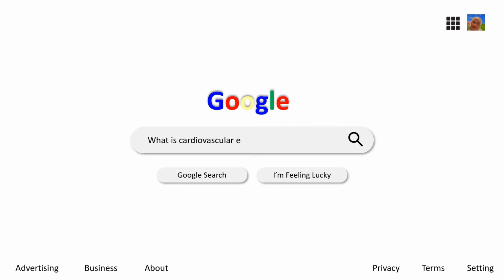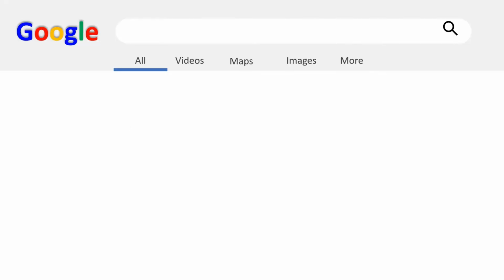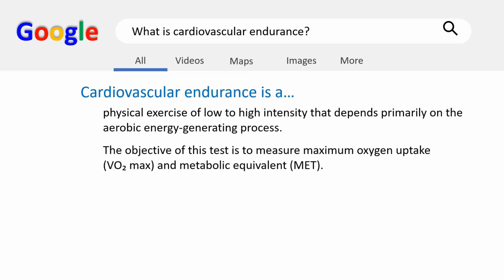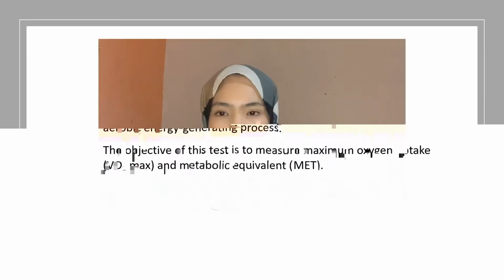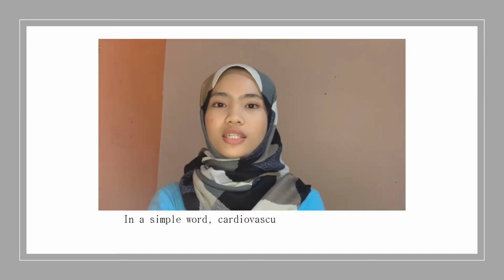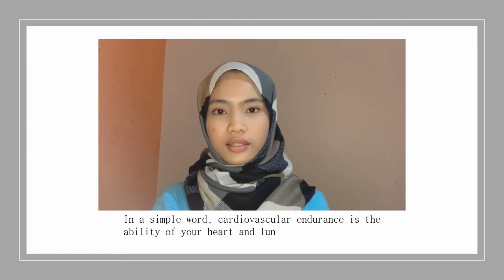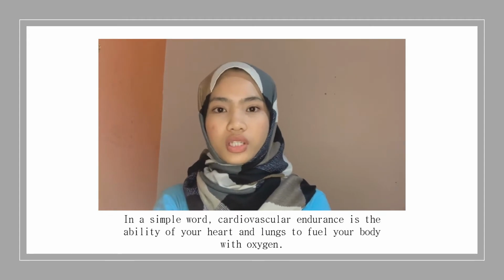So, do you guys know what is cardiovascular endurance? And what is the meaning of cardiovascular endurance? Let me tell you. Cardiovascular endurance is a physical exercise of low to high intensity that depends primarily on the aerobic energy generating process. The objective of this test is to measure maximum oxygen uptake, which is VO2 max, and metabolic equivalent, MET.